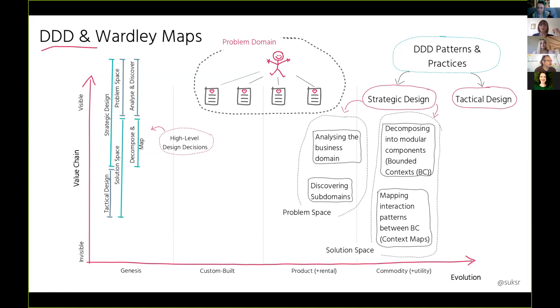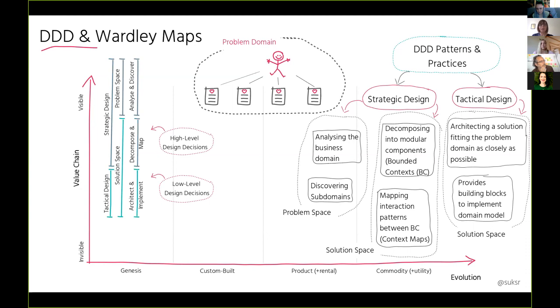And then we go further down and switch to the solution space of the strategic design. That's where we make high-level design decisions and decompose our problem domain into modular components, the bounded contexts, and map their interaction patterns between the bounded contexts, the context maps. And then switching further down to the tactical design, that supports making low-level design decisions, architecting and implementation that fits the problem domain as closely as possible, and that provides building blocks to implement the domain model.